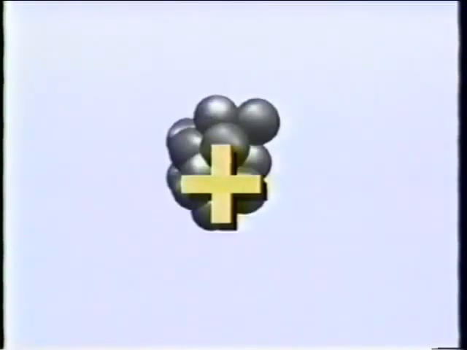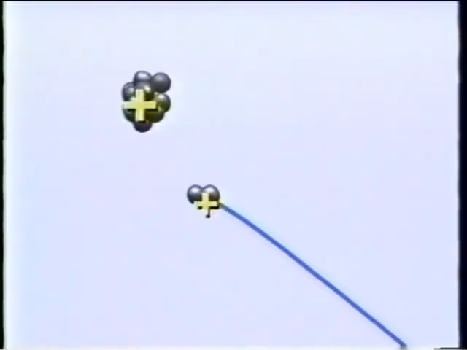In the year 1911, Ernest Rutherford's experiments with atoms showed that when one positively charged particle approaches another, it is repelled along a path shaped like a hyperbola.